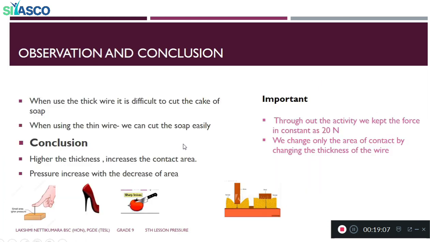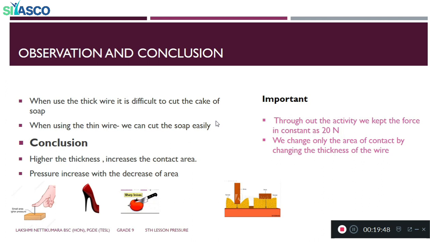What will you observe? When using the thick wire, it is difficult to cut the cake of soap. When using the thin wire, you can cut the soap easily. In day-to-day life, sometimes you may have seen that your mother uses a thread to cut the soap easily without using a knife. So what can we conclude? Higher the thickness, that means it increases the contact area. Area is increased. Therefore, pressure decreases.